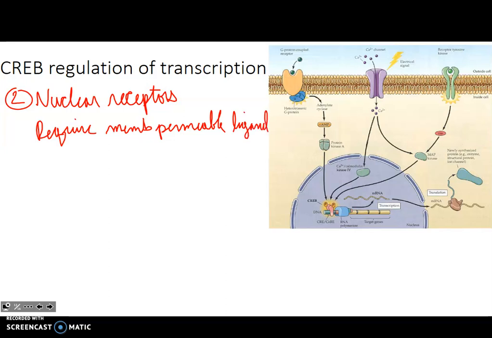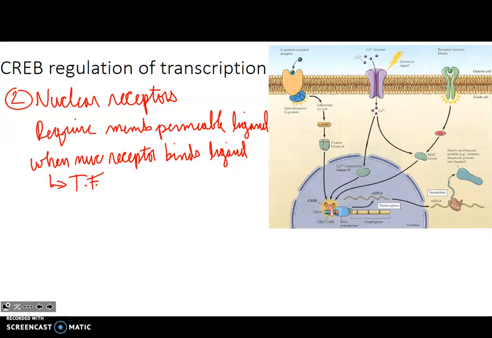So rather than having to use a receptor that's on the surface of the cell, the receptor is actually nuclear. These nuclear receptors, when they're bound to the ligand, act as transcription factors. So the nuclear receptor binds the ligand. Right, this is a transcription factor. Now it works as a transcription factor.